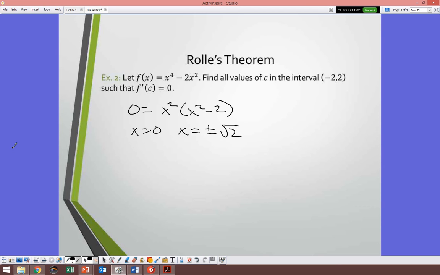Okay, now it gives us the interval here. So for this one, I have these points, and now I also have to find the derivative. So my derivative f prime of x is going to be 4x cubed minus 4x.